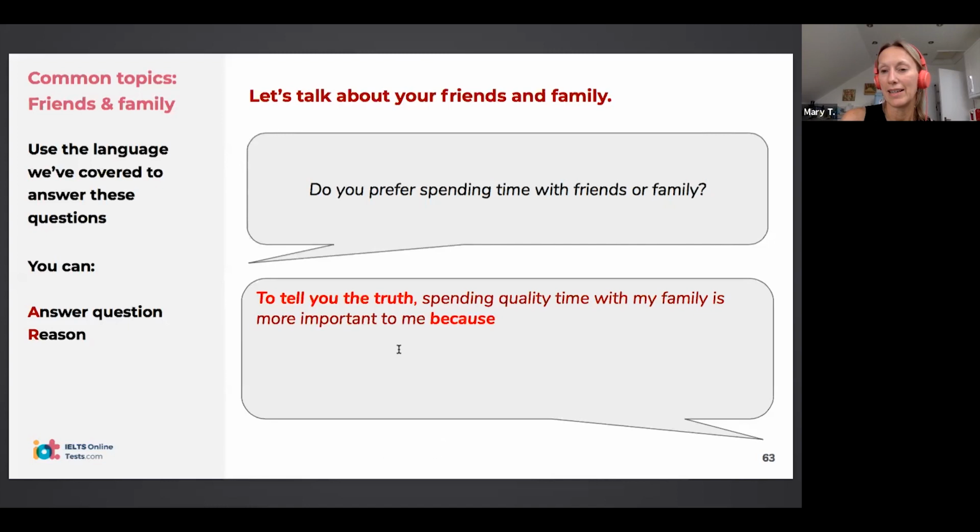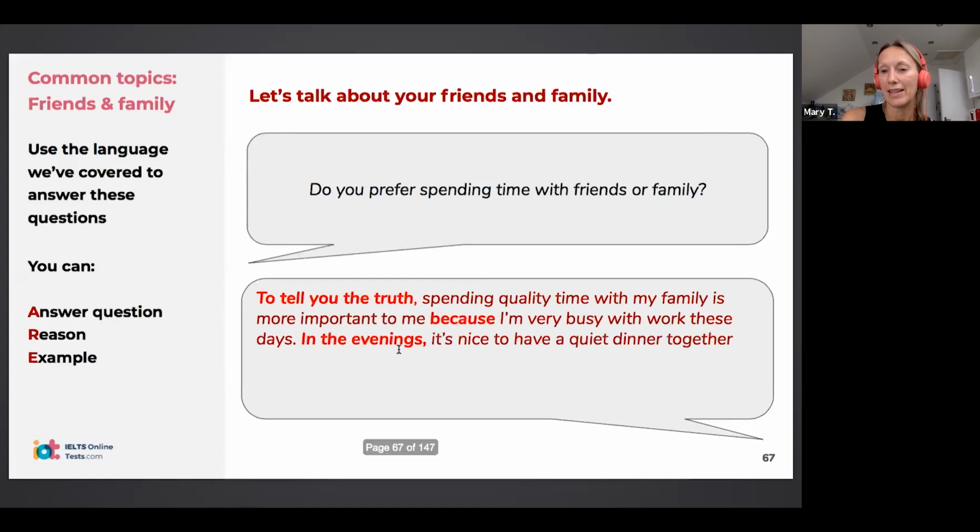Because I'm very busy with work these days. Okay, and then an example. In the evenings, it's nice to have a quiet dinner together. And then an alternative: or at the weekends, we might go for a walk somewhere. Okay, so if you look at the side, it says you can answer the question, reason, example, alternatives. If you remember that, that spells out AREA. So that should help you when you're answering these questions.